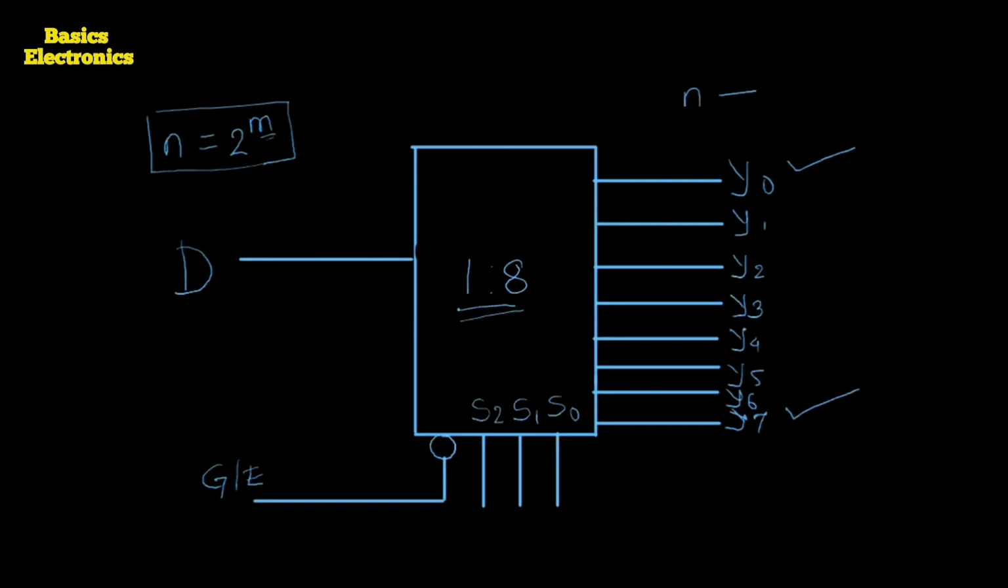But why do we require 8 AND gates? We require 8 AND gates because the outputs are 8. So we draw the logical diagram of the 1 line to 8 line demultiplexer.